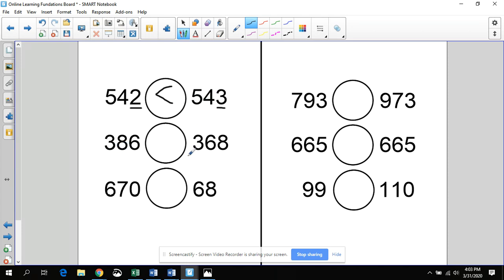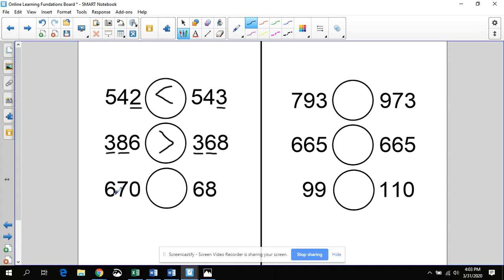For the next one, a lot of these are going to look very similar. If I look at these really quick, they kind of look the same. But if I go through, after the 300, I have a different amount of tens. And 8 tens, 80, is greater than 6 tens, 60. So 386 is greater than 368.